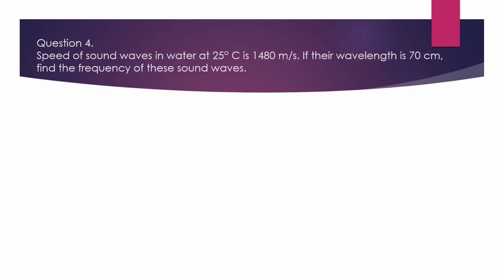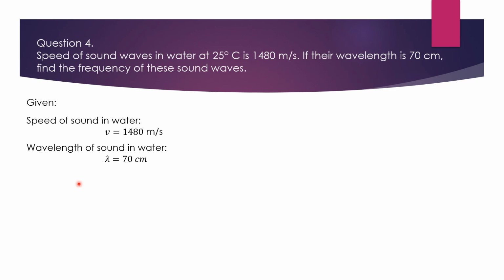So this is now question number 4. Speed of sound waves in water at 25 degrees centigrade is 1480 meter per second. And if their wavelength is 70 cm, find the frequency of these sound waves. Now, given is the speed of sound in water, velocity is equal to 1480 meter per second. Wavelength in water is 70 cm. The lambda can be written as 70 over 100 equal to 0.7 meter.